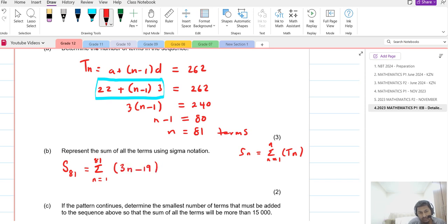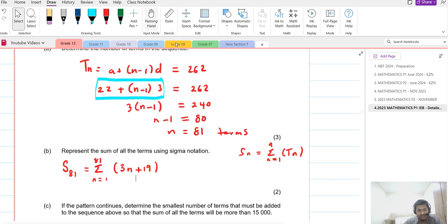How did we get this? By simplifying this part in this box here. So 22 minus 3, because we need to open it up. 22 minus 3 is 19, positive 19, and 3 times n is 3n. So that should give me the answer.